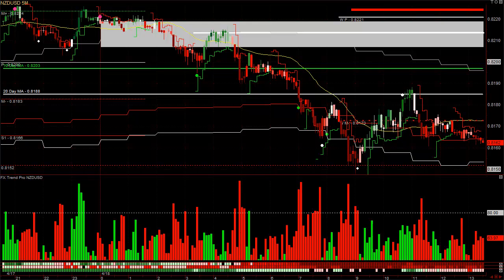So this is how you use our new currency meter. And since this video is going to be watched by a lot of people who want to learn how to use our newest tools, also keep in mind I put in the pivot levels with a new option that draws them over here on the left-hand side.